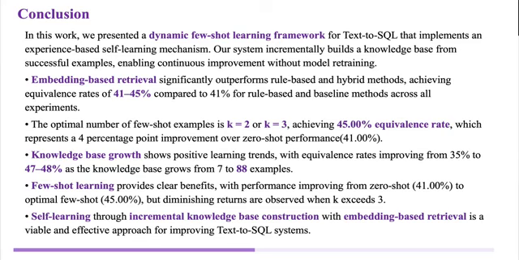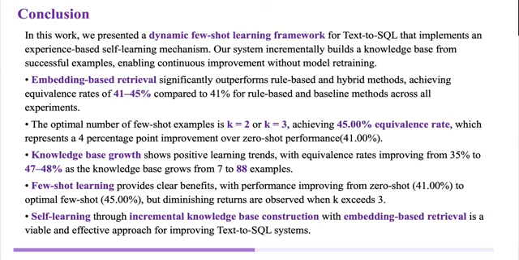There are some insights we get from this project. The first is embedding-based retrieval significantly outperforms other methods, achieving the equivalence rate of 45% compared to others. The second is the optimal number of few-shot examples is 2 or 3. And the third is the knowledge base growth shows positive learning trends, with the equivalence rate improving from 35 to 48 as the knowledge base grows from 7 to 88 examples.